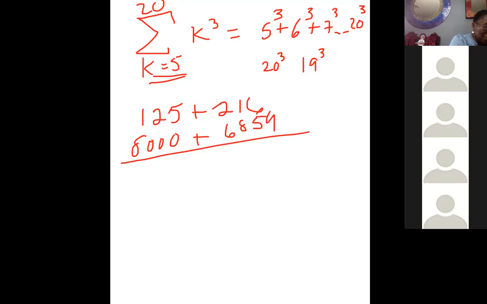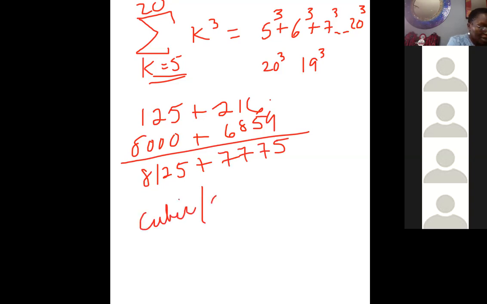Okay, let's add these two together. So that would be 8,125. Add the 216 and the 6,859. Let's see what we get. Well, that's not going to work out. 7,075. So yeah, the pattern doesn't hold true, guys, when it's a cubic or a quad. So this one, you're actually going to have to work it out.